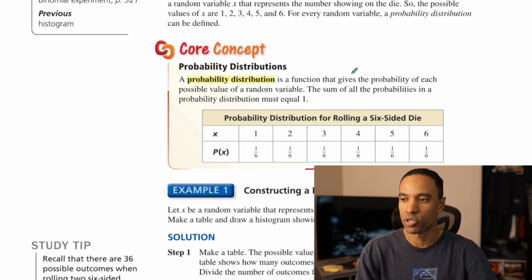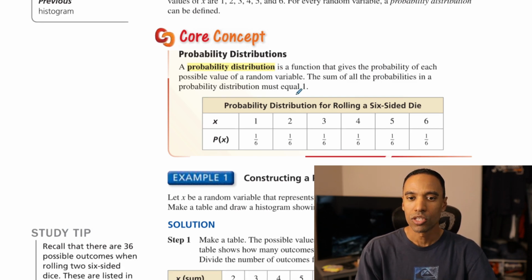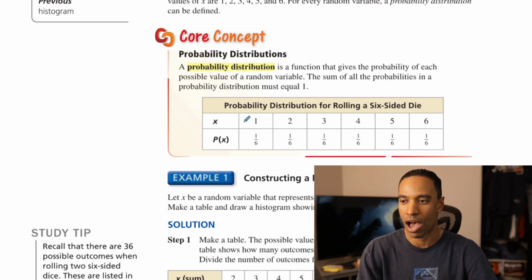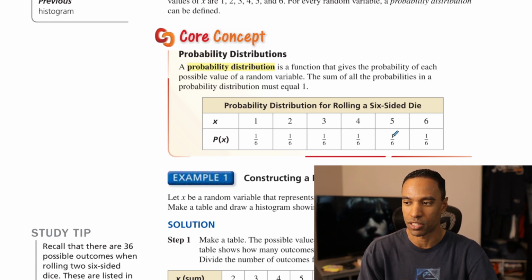A probability distribution is a function that gives the probability of each possible value of a random variable. The sum of all the probabilities in a probability distribution must be 1. So here's the thing, right? We break down how anything is likely to happen. Not everything is equally likely, but as far as these ones, landing on a 1 is equally likely as landing on a 5, etc. So there's the breakdown of that.